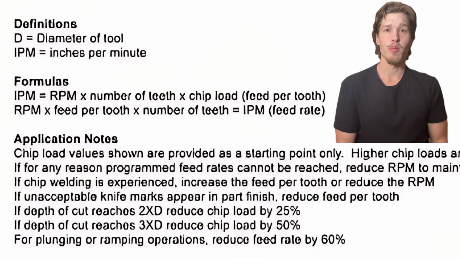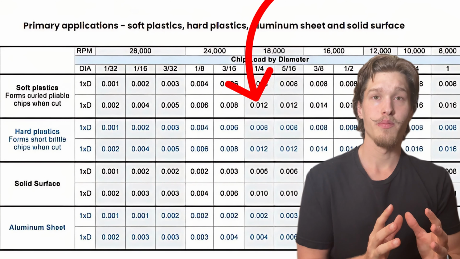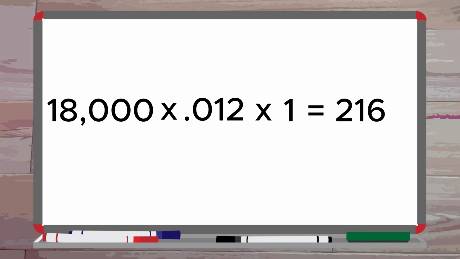Let's do one more example. This time, we'll use the 12,000th chip load. 18,000 RPM times 12 thousandths times the number of teeth equals 216 inches per minute. I hope these examples have helped to clear up any questions you may have had regarding calculating feed rates.